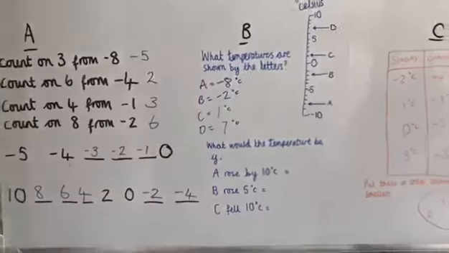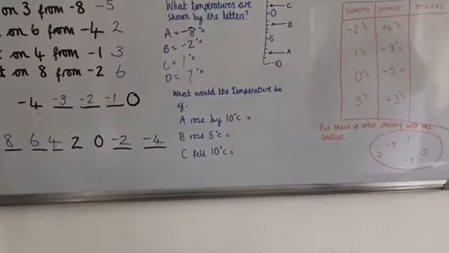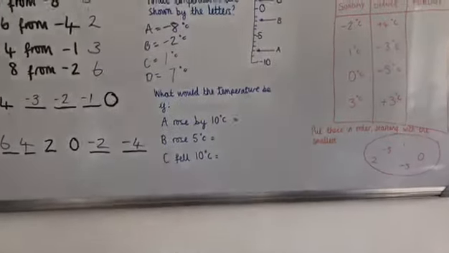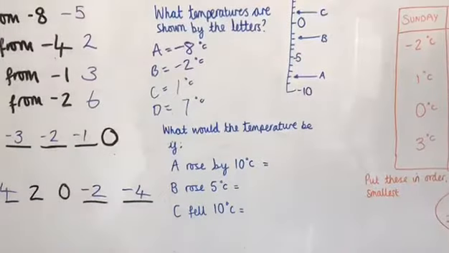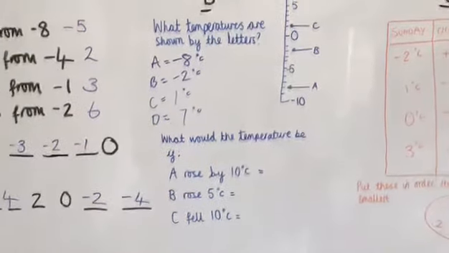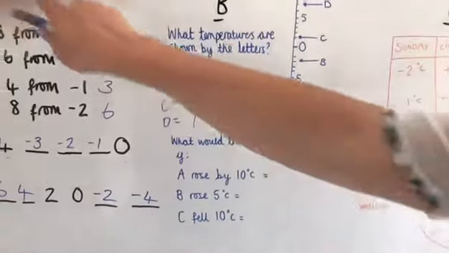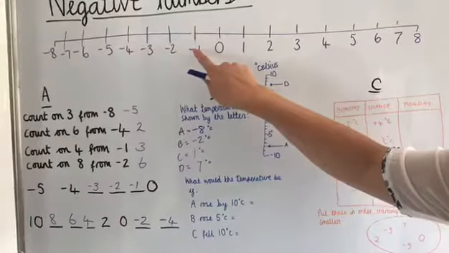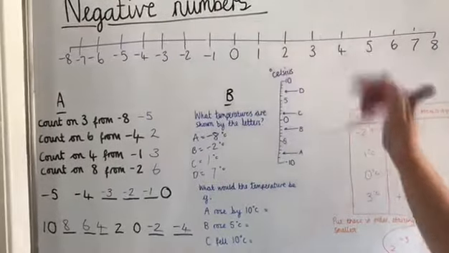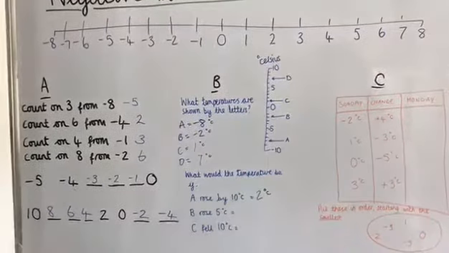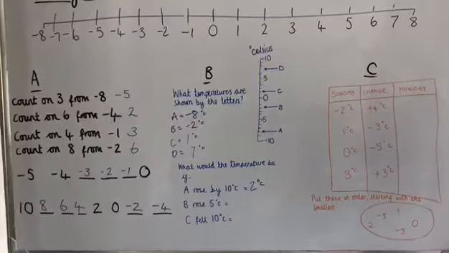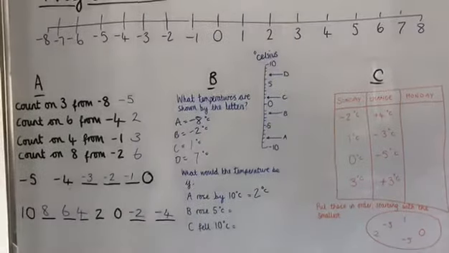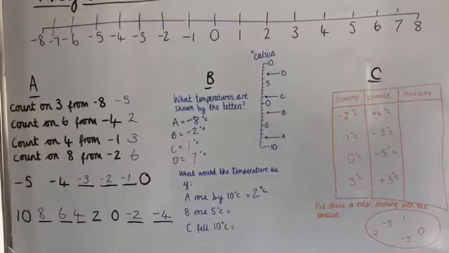What would the temperature be if A rose by 10 degrees Celsius? So A at the moment is minus 8, so why don't you use your number line to help you? And it's risen by 10 degrees. So let's have a look. We're on minus 8. 1, 2, 3, 4, 5, 6, 7, 8, 9, 10. So it would be 2 degrees Celsius. Okay, let's have a look at the second one. If B, which we measured at minus 2, if that rose by 5 degrees, what would it be?